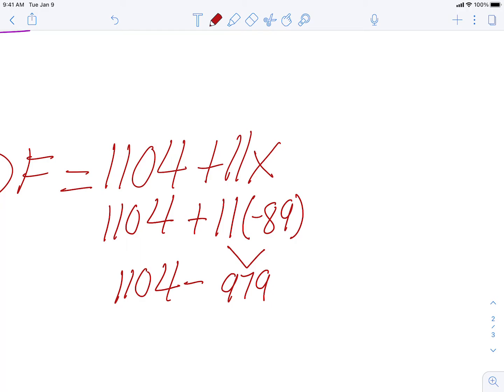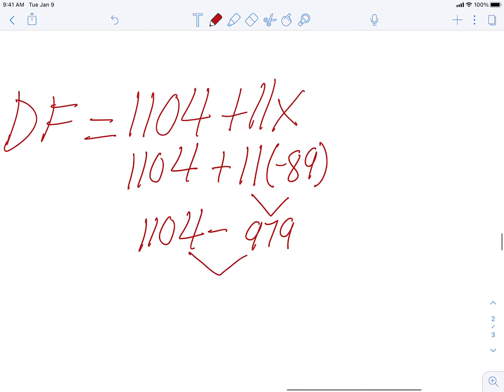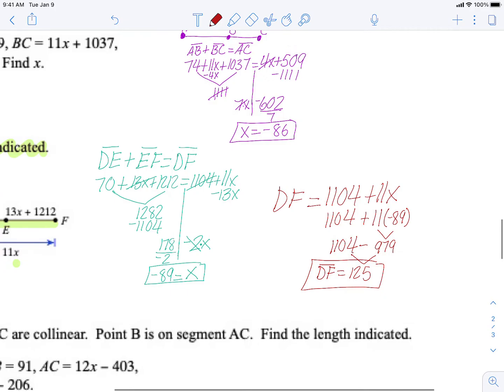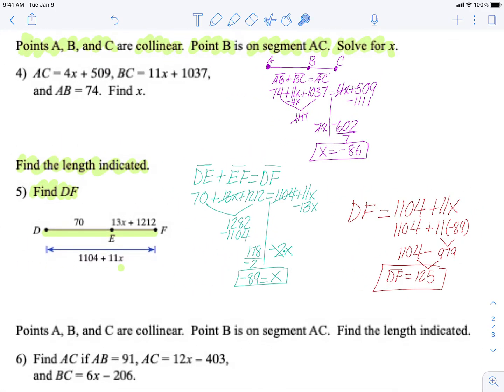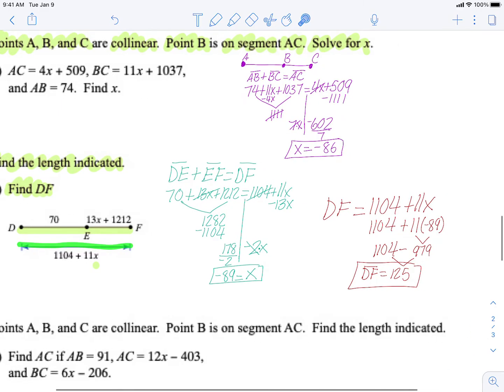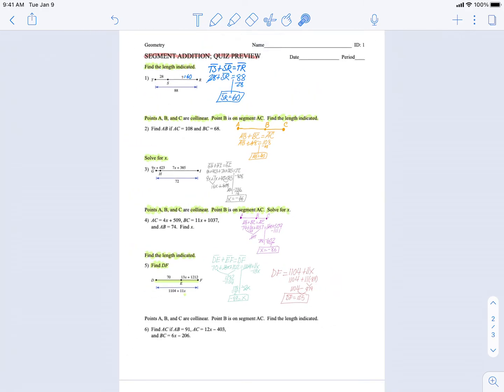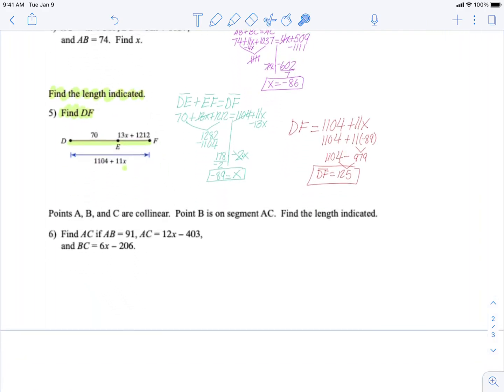So 1104 minus 979 is equal to 125. And that's how much my DF is. Segment DF, the long segment, right? Segment DF is equal to 125. Look at that. Okay. So, one more question to prepare you for your quiz, right?